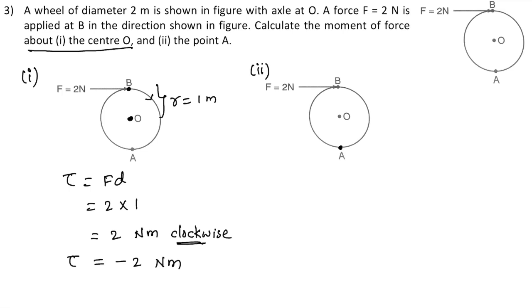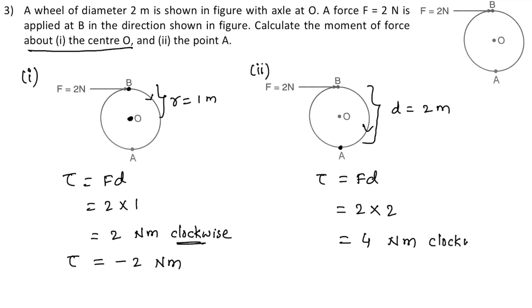So here to calculate the torque, the distance between force and the axis of rotation will be nothing but the diameter of the wheel, which is already given, 2 meter. So torque is equal to Fd, force 2 Newton, distance 2 meter. So the torque becomes 4 Newton meter. Once again, from the diagram it is very clear that the wheel will rotate in clockwise direction. So 4 Newton meter clockwise is our final answer. Of course, we can also write minus 4 Newton meter as a torque.